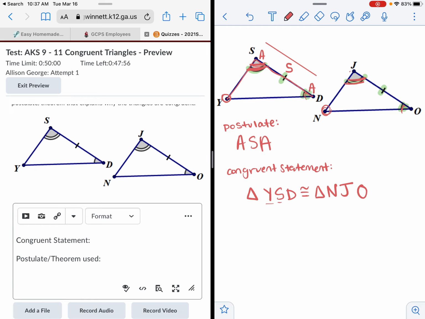Now, your congruent statement could have been different. You could have said SDY was congruent to. If you said S first, you'd have to say J first here. And then D and O, Y and N. And there's various different answers that you could have had here, okay? As long as you match up the corresponding pieces correctly.